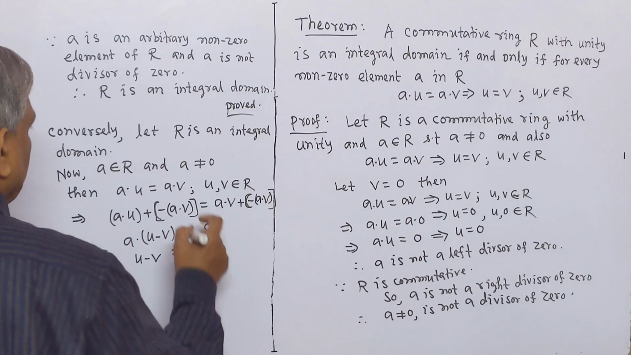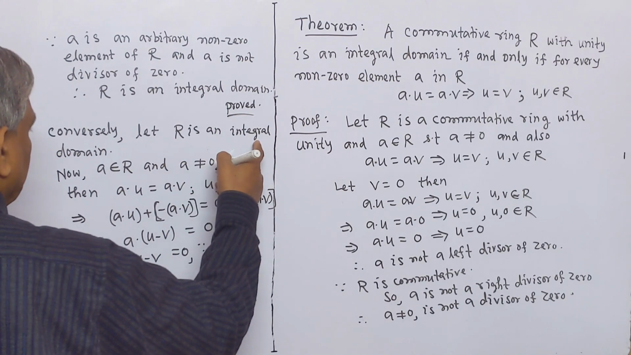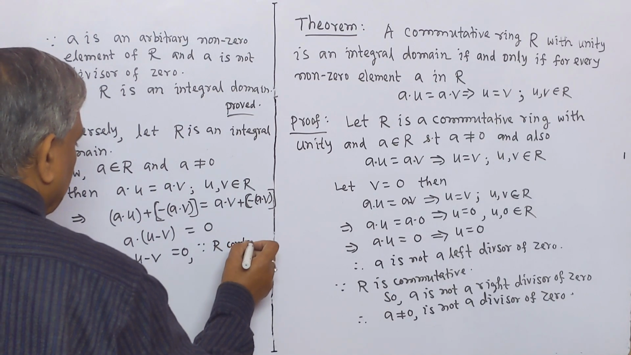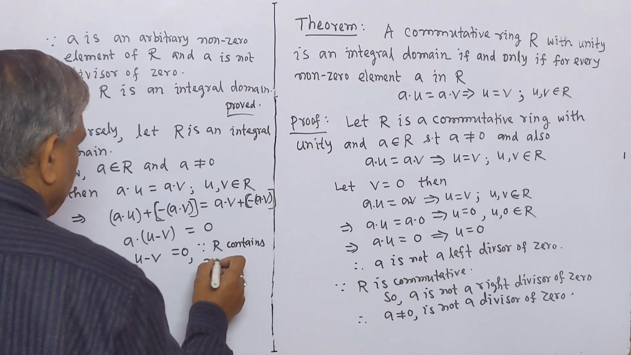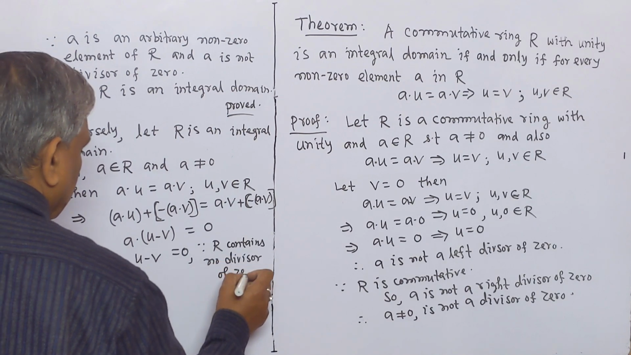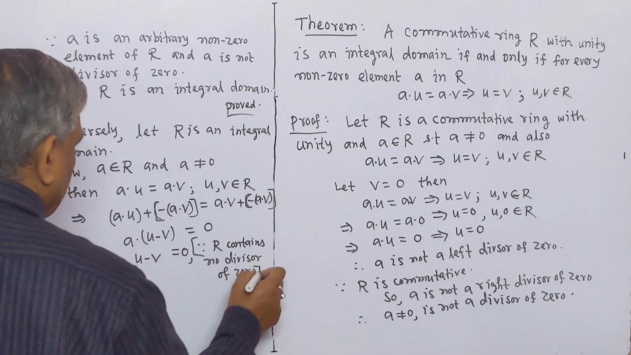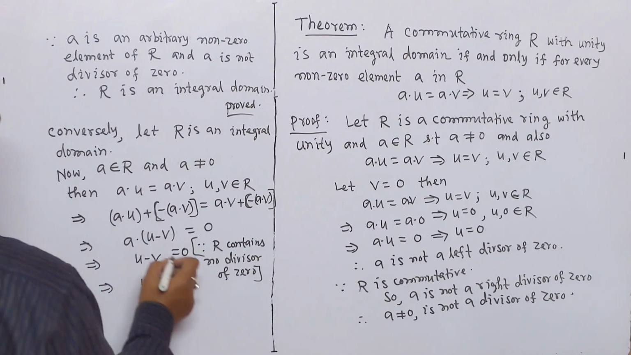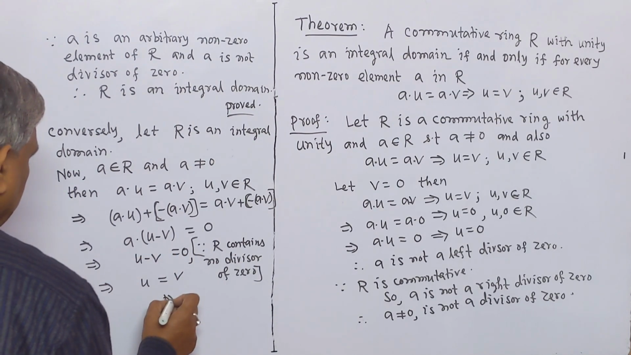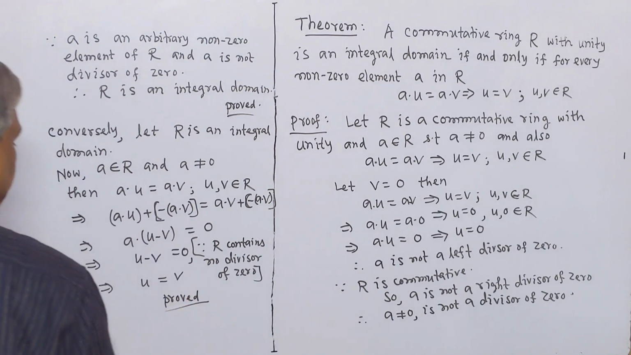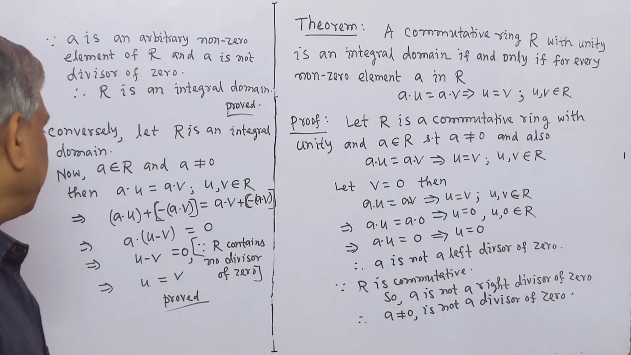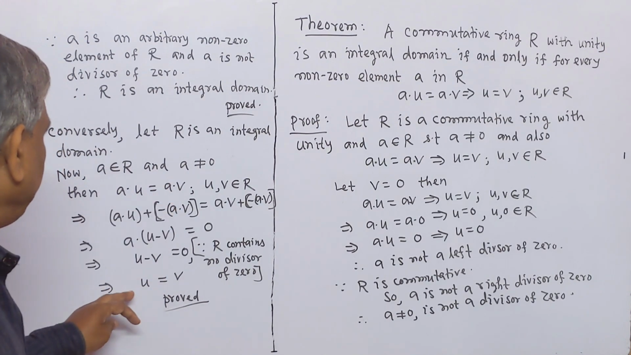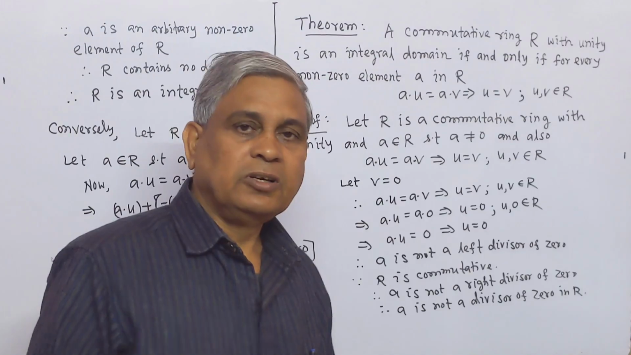Since R is an integral domain, so R contains no divisor of 0. Implies that u equal to v. Proved. Sufficient part proved. That is, a multiply u equal to a multiply v implies that u equal to v.